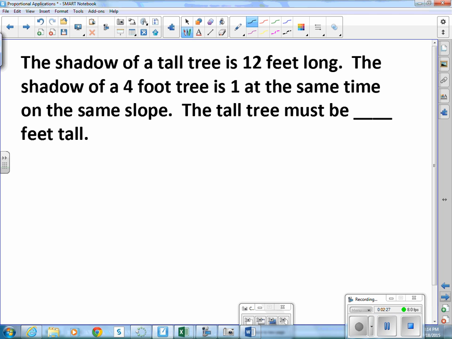So the shadow of a tall tree is 12 feet long. The shadow of a 4-foot tree is 1 foot at the same time on the same slope. So the tall tree must be how tall?